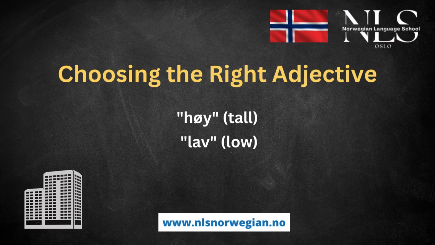First, choose the right adjective. Before diving into the comparative form, you must determine which adjective you use. For instance, if you compare the heights of two buildings, you'd opt for høy, tall, if you start with the tallest building, or lav, low, if you start with the lowest building.